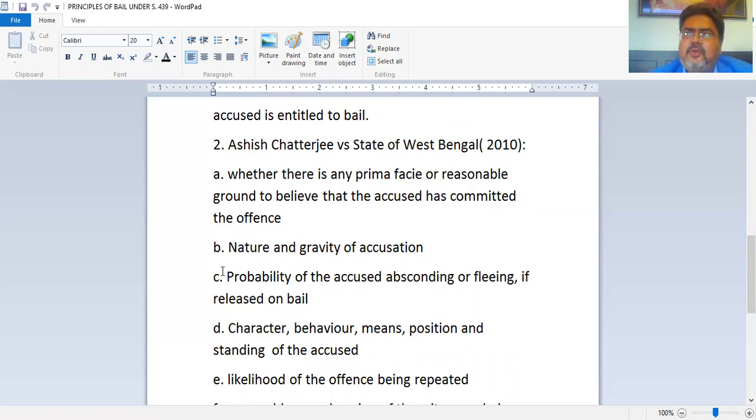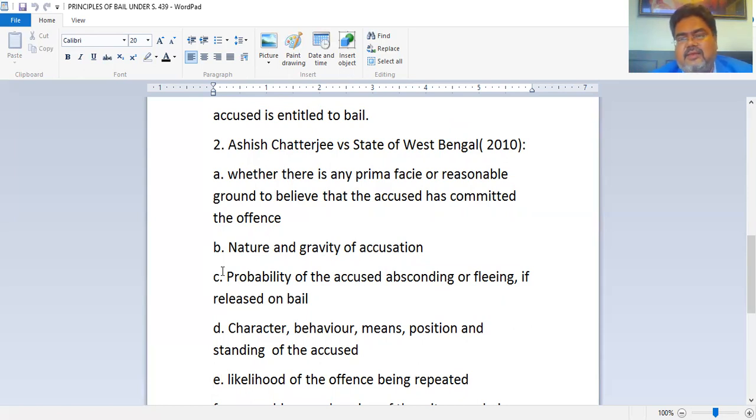Here, the character of the accused is also of prime importance. His behavior at the time of investigation, his behavior during the trial, his behavior in the initial stages. What kind of behavior? Whether he was cooperating with the investigating agencies or not, or whether he had the tendency to go away on various flimsy grounds like medical, etc.